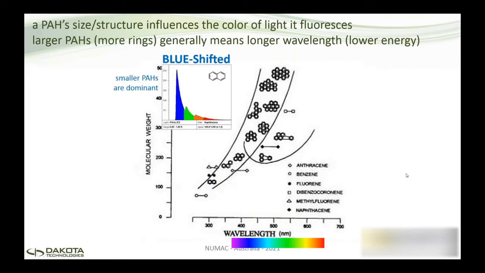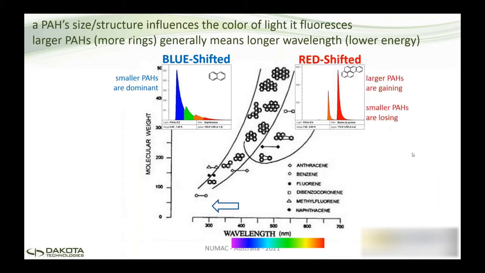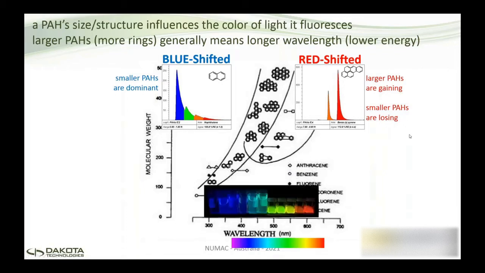So smaller PAHs, right? Naphthalene dominant, they're going to be dominant in that ultraviolet channel, the first channel of the UVOST. Red shifted things like heavies, like benzo[a]pyrene, large molecules, they're going to dominate over here on the red end. Okay. And this is a bunch of vials with different size PAHs in them, all fluorescing at increasing wavelength with increasing size of PAH.